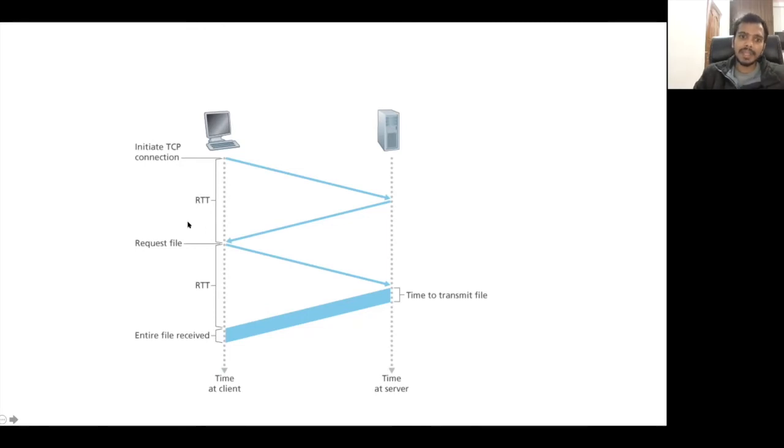So how many RTTs, round trip times, are needed? Here, if you see, two RTTs are required. One RTT for establishing the TCP connection itself, and one RTT for then transmitting the file itself. So two RTTs are required in the case of a non-persistent connection. This is for one object. For 11 objects, how much will you require? You will require 22 RTTs.